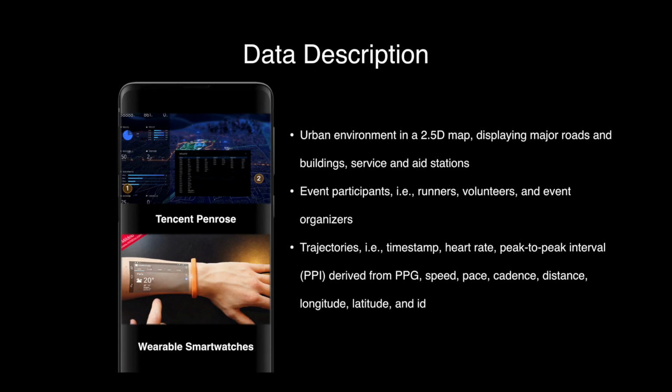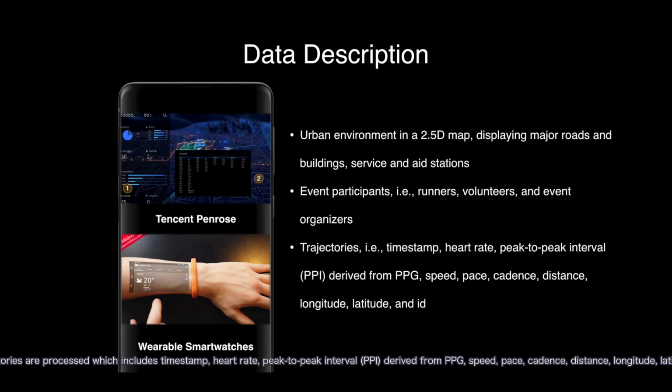It contains event participants, including runners, volunteers, and event organizers. The trajectories are processed, which includes time step, heart rate, peak-to-peak interval derived from PPG data, speed, pace, cadence, distance, longitude, latitude, and ID.